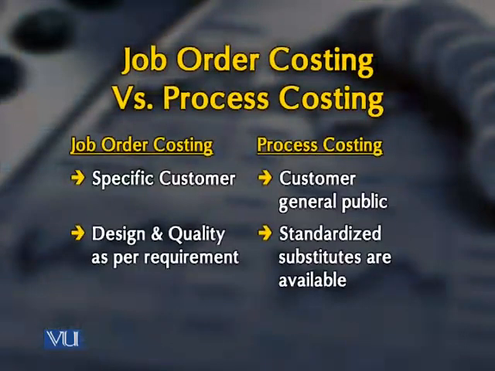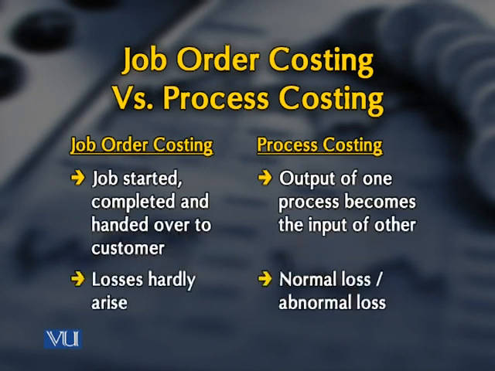Third, the customer is also specific in job order costing. But in case of process costing, we don't produce a Panadol for a specific person. No, we don't. Similarly, design and quality are as per the requirement of the customer in job order costing. But here it is a standardized product, and substitutes are available. Then the job is started, completed and handed over to the customer, but in process costing the output of one process becomes the input of another process, and finally the final process becomes the finished goods.